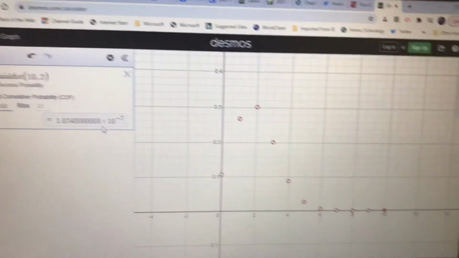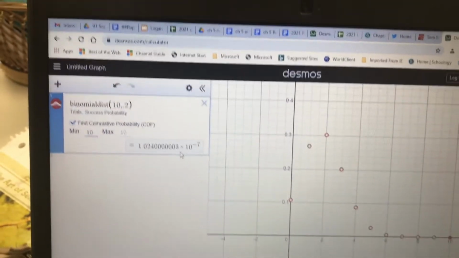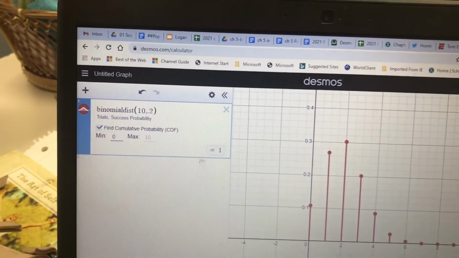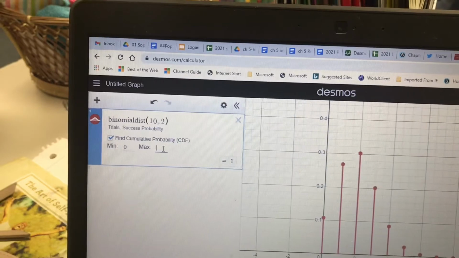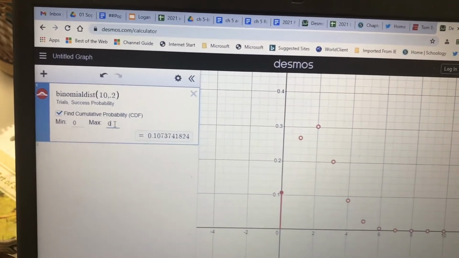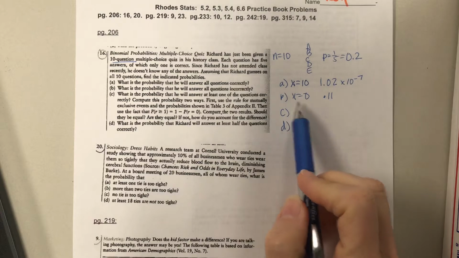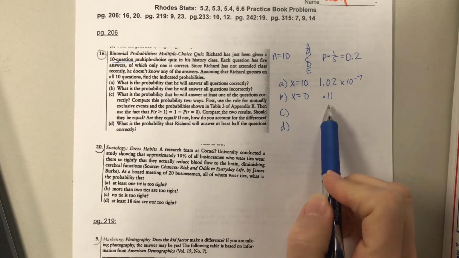Okay, question B is what's the probability he's going to get all the answers wrong? So basically that's like saying he's going to get 0 answers correct. And that is 0.11. So that's what I've gone ahead and written down, is that our x is 10, and here our x is 0, and we got 0.11.